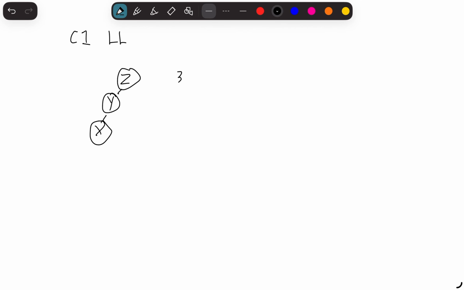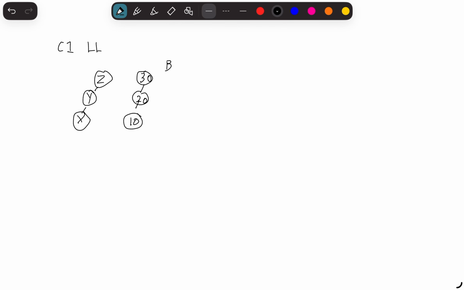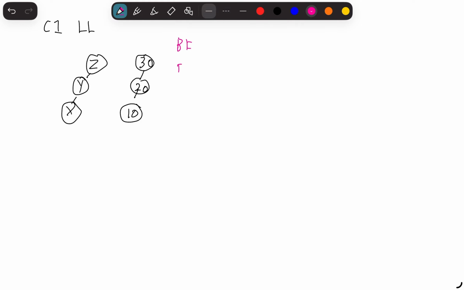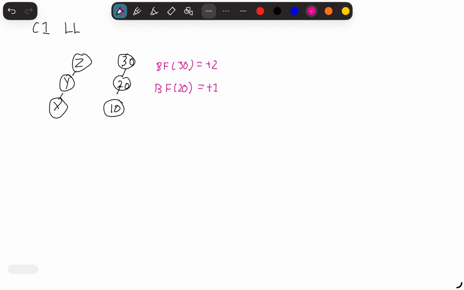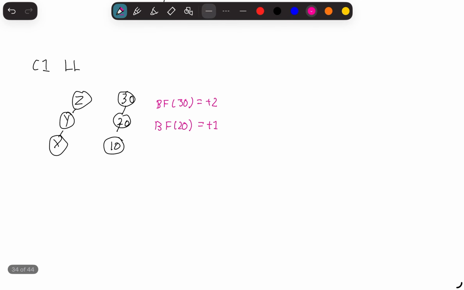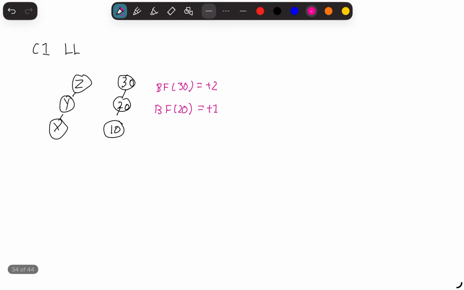So for example, if we have 30, 20, and 10, we can calculate our balance factors here. To calculate our balance factors, we're going to have to take the heights. So the BF of node 30 is going to be equal to +2. The balance factor of node 20 is going to equal +1. As I can see here, because we have a balance factor that is 2, that means that you are having a tree that is not fulfilling the AVL case. Therefore, there's something that we have to do in order to rotate it to get to that requirement of it being less than 1. So this means we're at a left-left case.